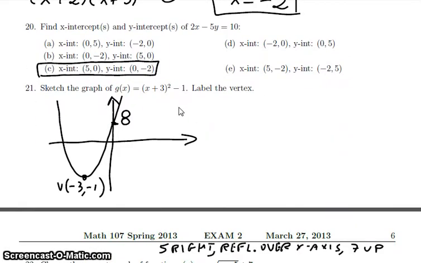Problem 21. Sketch the graph of g of x is (x plus 3) squared minus 1. Label the vertex. You didn't have to label this y-intercept here, but I just labeled it so that the picture looks better. So the vertex is going to be (negative 3, negative 1), because if you take the parabola y is equal to x squared, you're shifting it 3 units to the left and 1 unit down. So the vertex used to be here at (0, 0), now it's shifted 3 left, 1 down. And it's a parabola that opens up, and this is the graph.